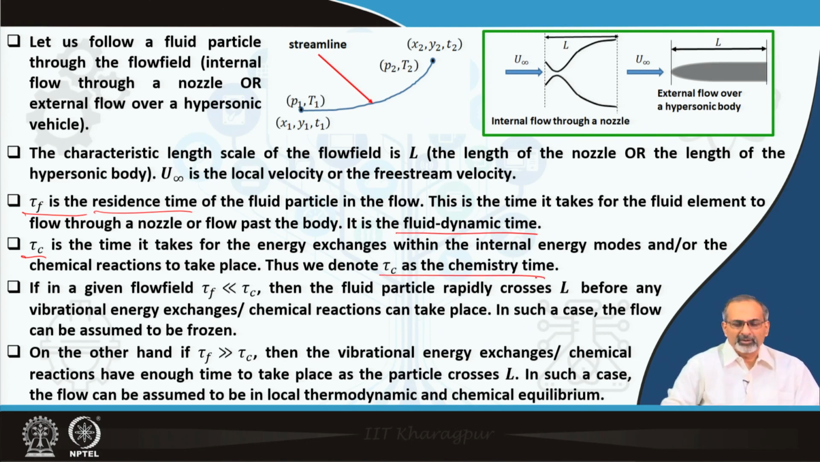And we also talked about these situations. So, when tau f is way smaller than tau c, the fluid particle rapidly crosses the L length before any vibrational energy exchanges or reactions take place. In such a case, the flow can be assumed to be frozen, while if tau f is way larger than tau c, such exchanges or reactions have enough time to take place as the particle crosses the length L, and in such a case the flow can be assumed to be in local thermodynamic and chemical equilibrium.